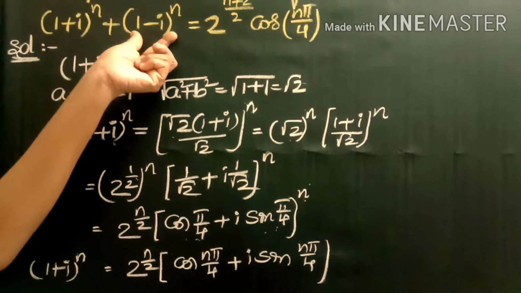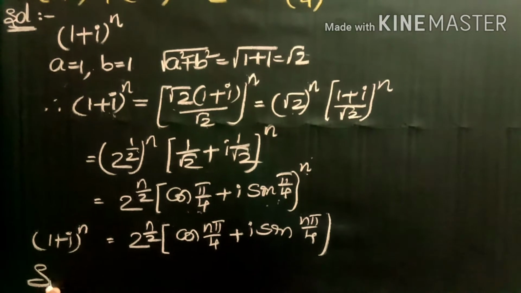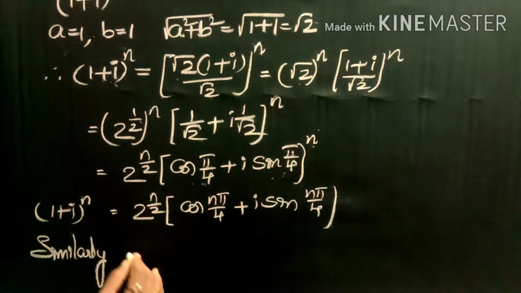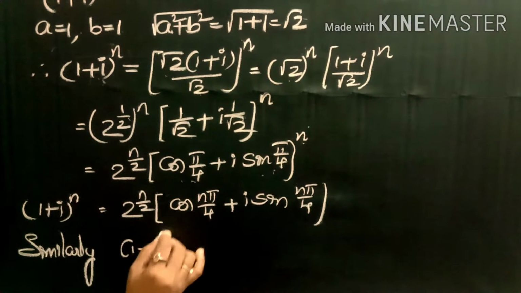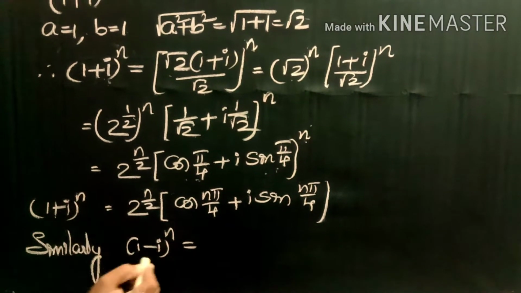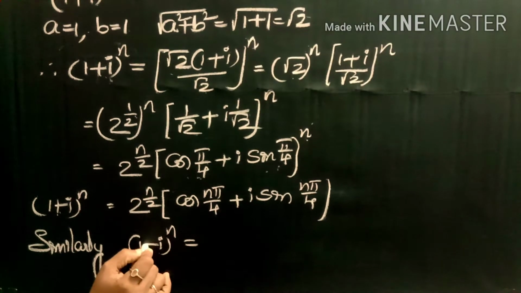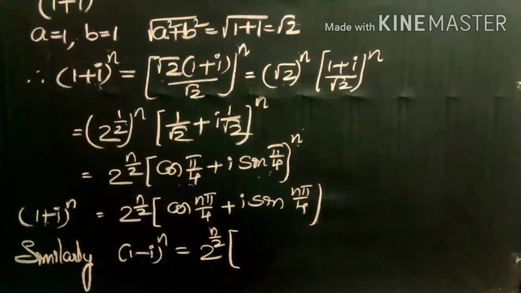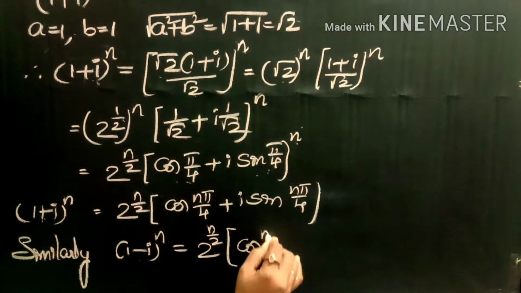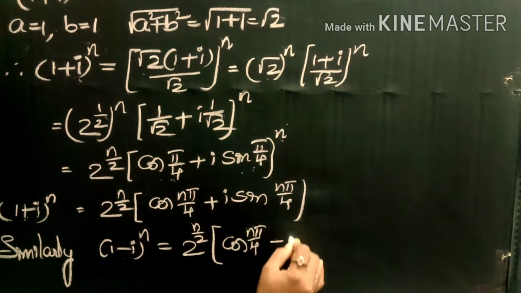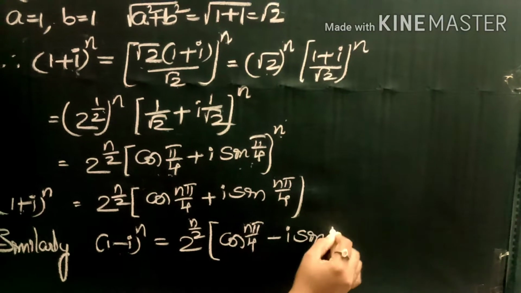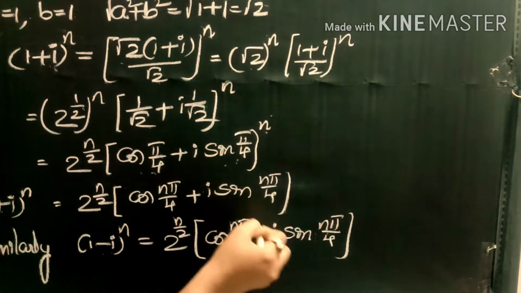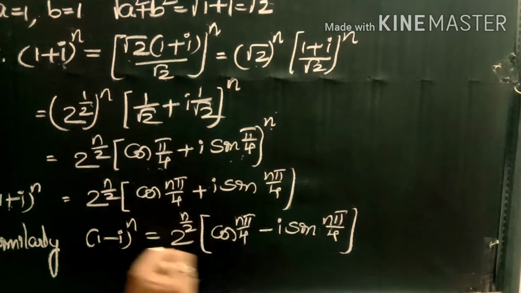Similarly we can write the answer of the second term, that is (1 minus i) whole power n is equal to, the difference between the first term and second term is only the minus sign. So we take the answer of this term as 2 power n by 2 into (cos n pi by 4 minus i sin n pi by 4). That is, in place of the plus sign we take the minus sign. So this is the answer of the second term.